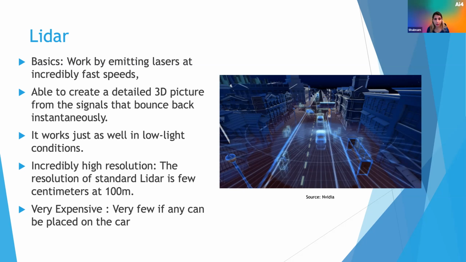LiDAR works by emitting lasers at incredibly fast speed, and similar to radar, when the light gets back, we can detect what's around us. The con, however, is that it's very, very expensive, and very few, if any, can be placed on the car. That's why some car companies are going without LiDAR, because for commercial use cases, having, for example, a $100,000 sensor doesn't make any sense. It's more expensive than the car itself, right? So we have to think it through where we want to put it. And that's why there are several companies offering cheaper LiDAR-based solutions.